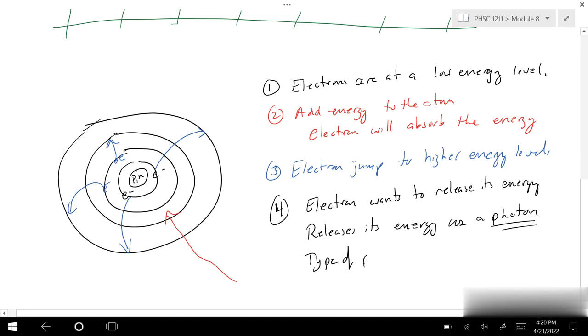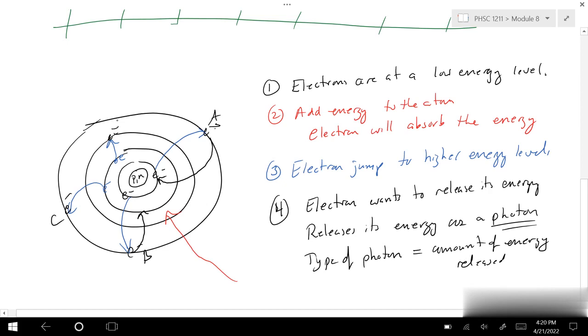So the type of photon equals the amount of energy released. So let's look at that with this picture here. Right now I have these 4 electrons out here. Let's take this electron and say it jumps all the way back down in. But let's take this electron and say it only jumps to here.